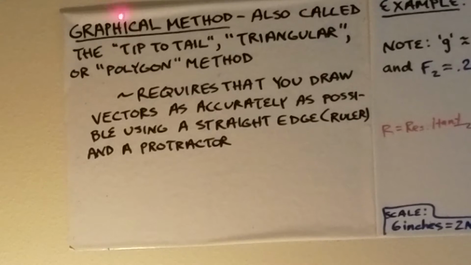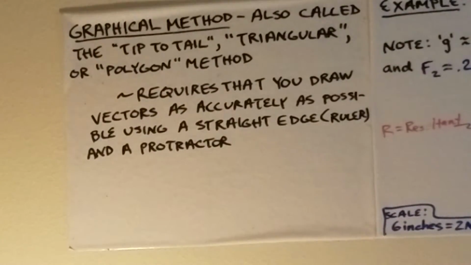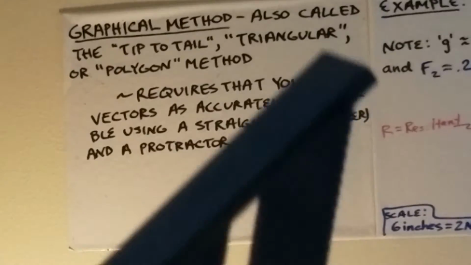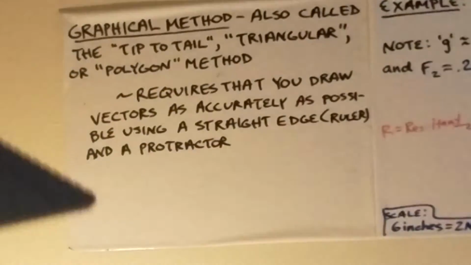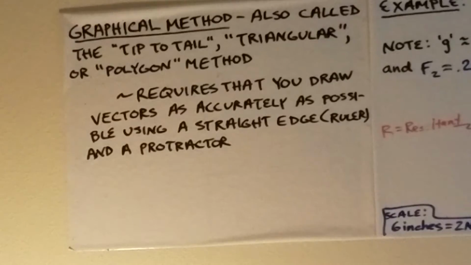And so for the graphical method, I'm going to use my laser pointer again. It's also called the tip-to-tail method, or the triangular method, or the polygon method. They're all the same. And it requires that you draw your vectors as accurately as possible using a straight edge and a protractor. Now, I was short of tools here, so I just simply used a box, actually my stylus box. Had a little makeshift box, and I used something from my toolbox, so I just used my triangle that I used to cut wood with.